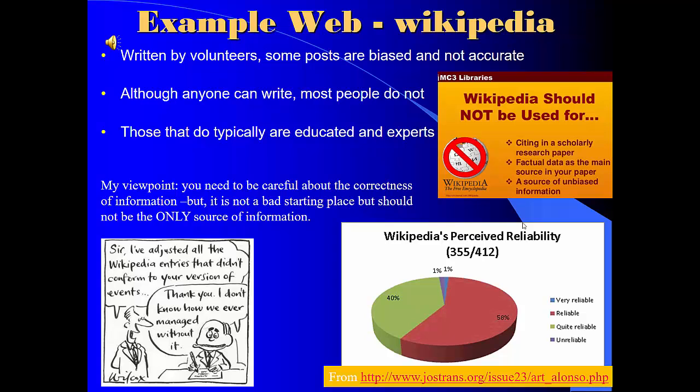A little up on the right hand, you can see some people are very strict, saying Wikipedia should not be used in a scholarly research paper, and that it's not unbiased is a big issue. I've seen it included a little more, not necessarily as a primary source, but maybe as a place to get started. It certainly shouldn't be your only source.